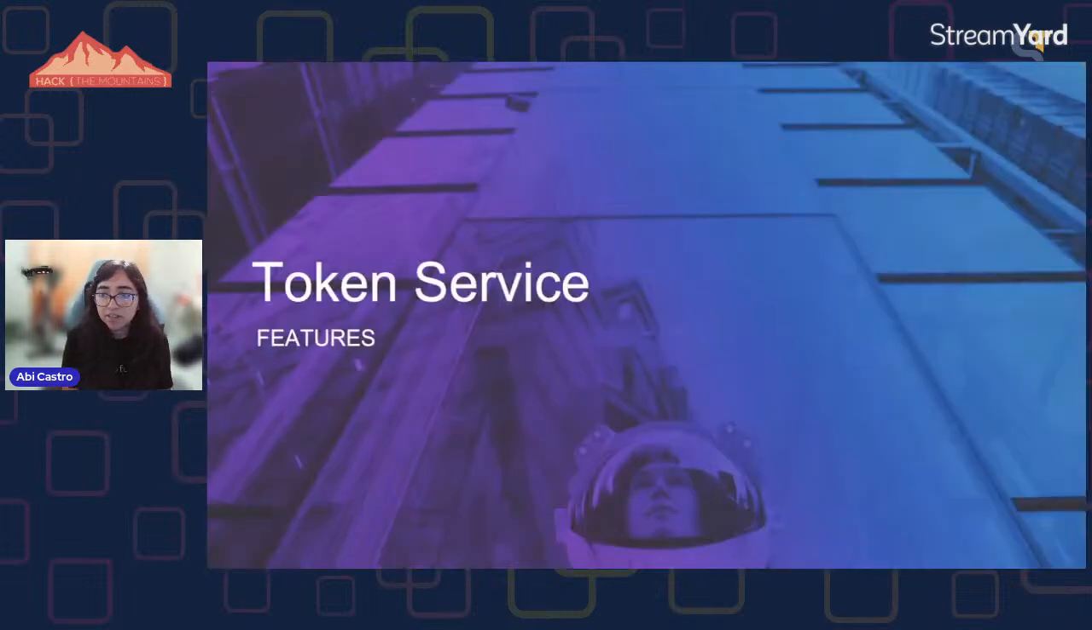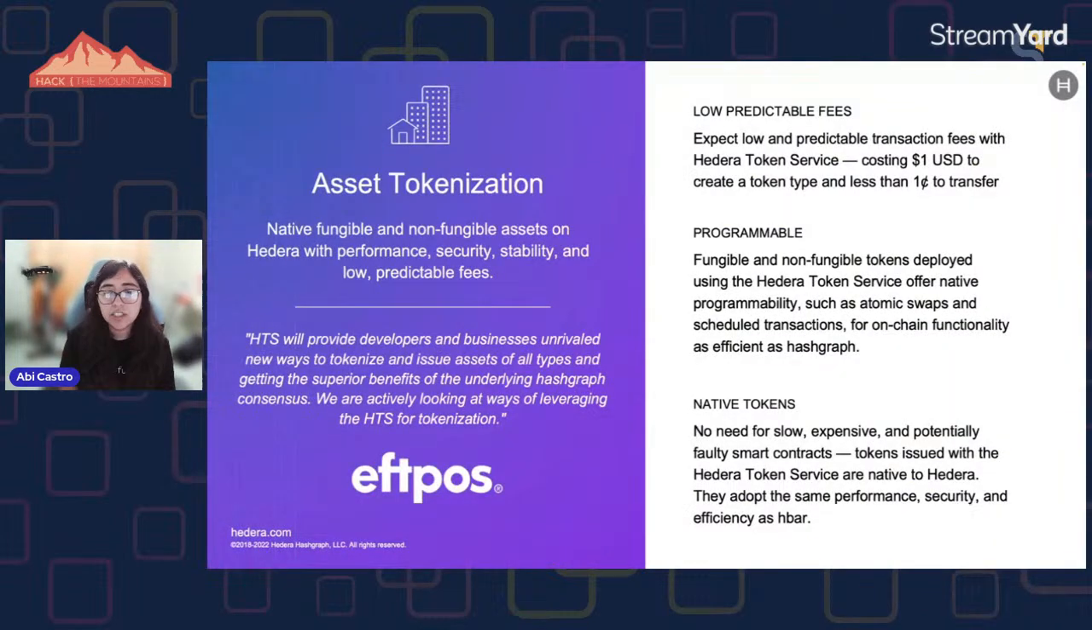Moving on to the token service. The token service makes it easy to issue native tokens at a low predictable cost, with scalable performance and configurability. You can have scalability of tokens up to 10,000 transactions per second, only costing you 1 USD in each to create a token type.